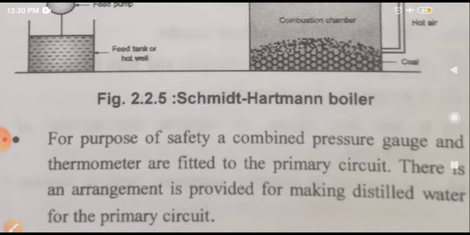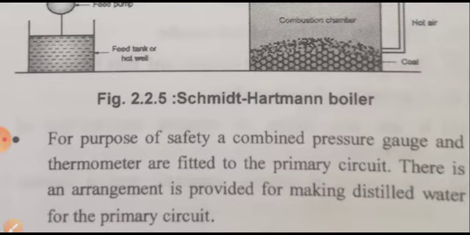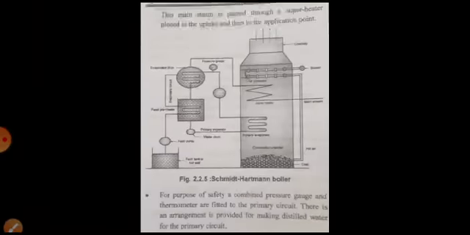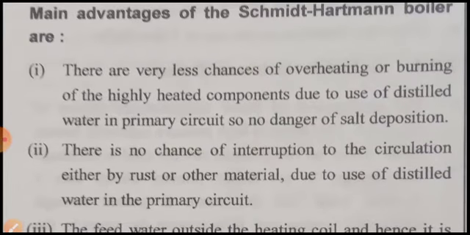For the purpose of safety, a combined pressure gauge and thermometer are fitted to the primary circuit. An arrangement is provided for making distilled water for the primary circuit. Then let's see some main advantages of this boiler: no chance of overheating or burning of the highly heated components due to the use of distilled water in the primary circuit. So no danger of salt deposition.